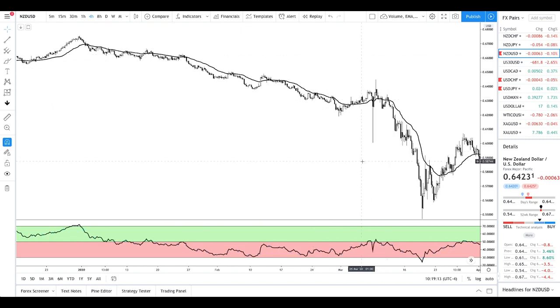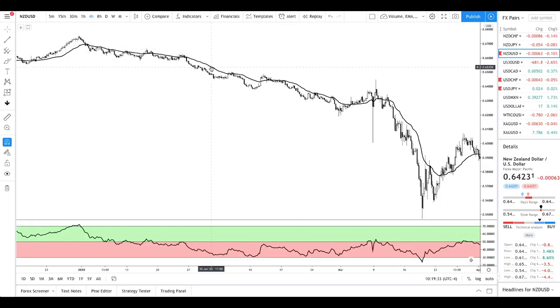So if you want to try it out on other ones and test it out, play with the numbers a little bit, that's totally up to you. But the 4-hour chart is what we're going to discuss today. So yeah, 55 period RSI. We are going to be looking for overbought and then oversold signals.